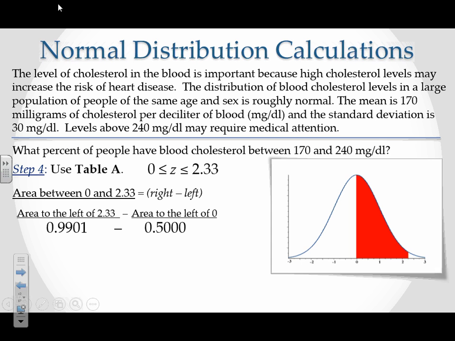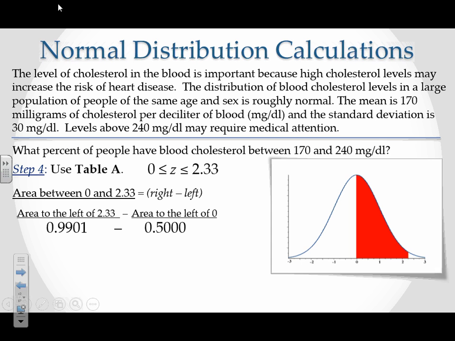When we want the area between two cutoff points, the table is going to report 99% of the data is left of 2.33. 50% is left of 0. We only want the portion left of 2.33, but right of 0. We want everything in between there. So when you are looking for an area between two values, you're going to take the right area, 0.9901 in this case, minus the left area. So always take the right value minus the left value.